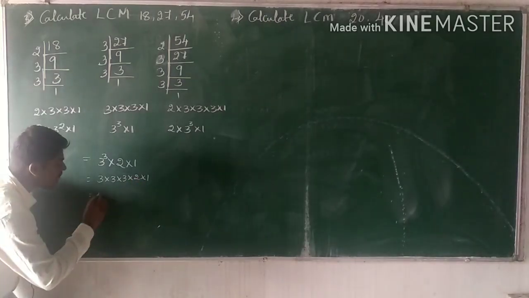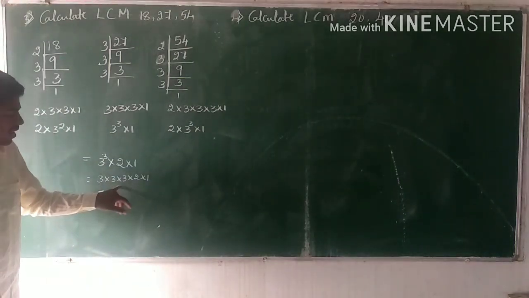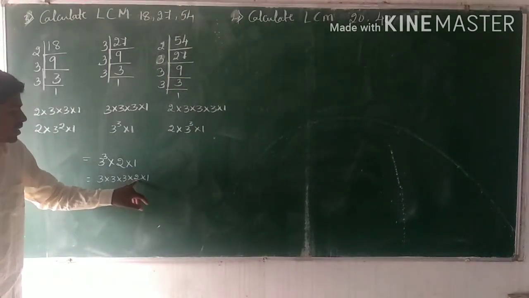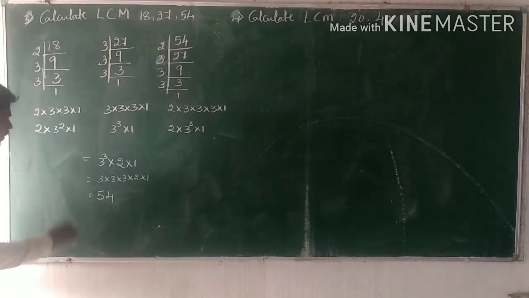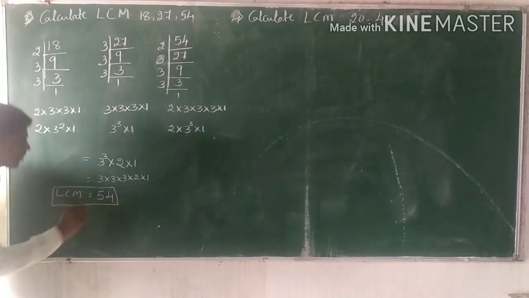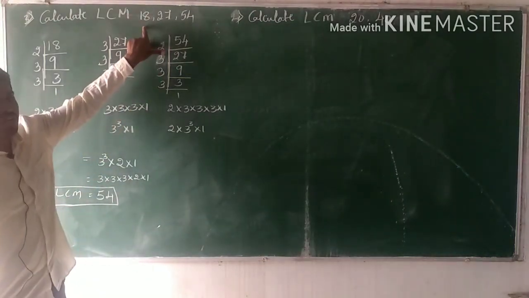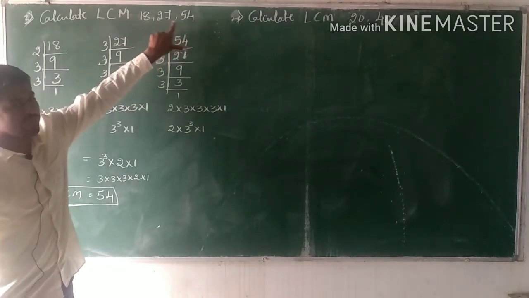What do you get? 54. Check it out. 3 3s are 9. 9 3s are 27. 27 2s are 54. 54 into 1. What do you get? 54. The 54 is the LCM for 18, 27 and 54.